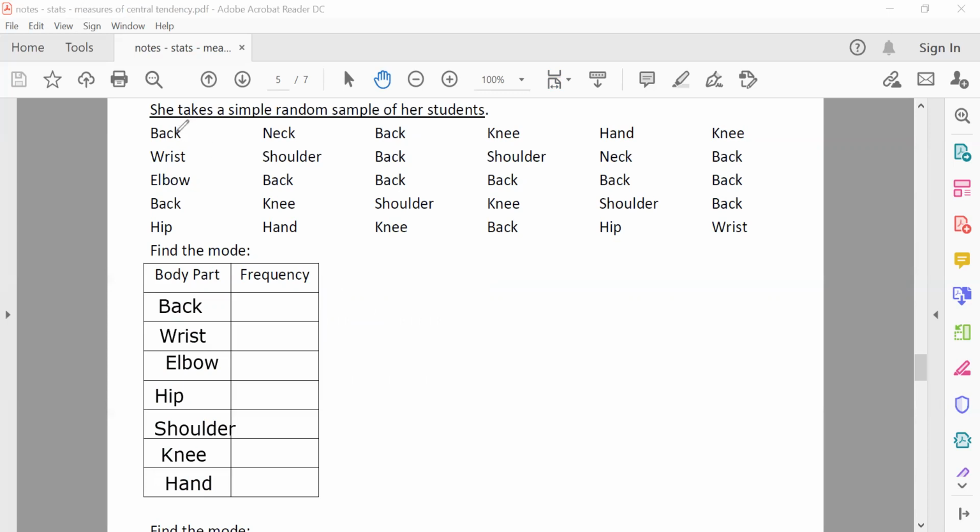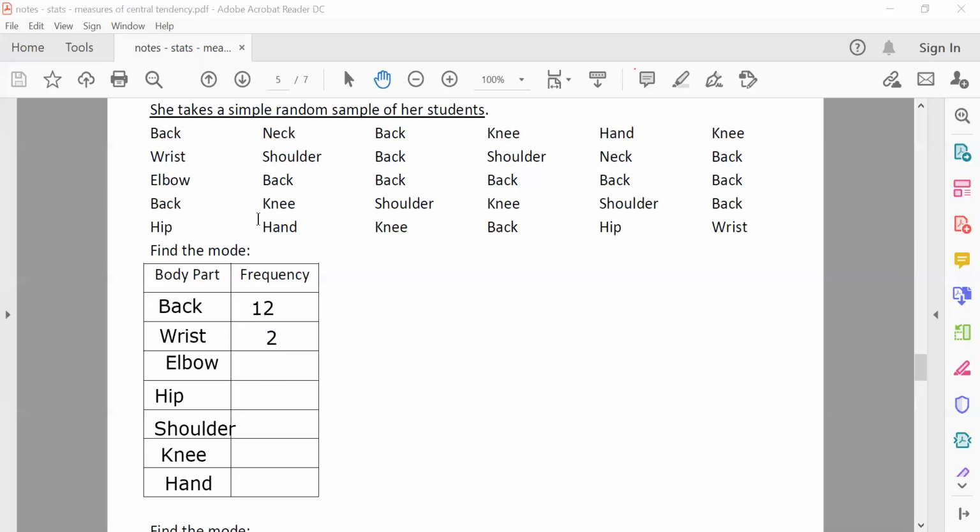So back, let's count. We got 1, 2, 3, 4, 5, 6, 7, 8, 9, 10, 11, 12. Ooh, I bet it's the back, and I bet that is what the person who is saying here. Neck, let's see. The back had what, 12 occurrences? Wrist, I see 1, 2. Did you see any more wrists than that? I think it's just gonna be 2 wrists.